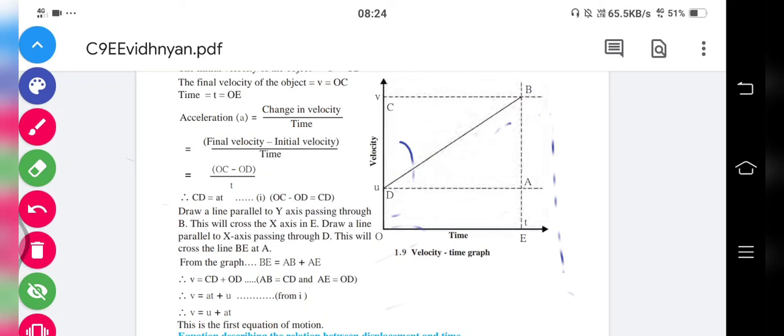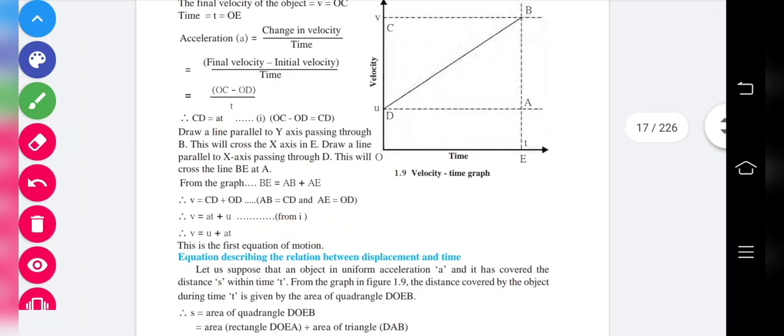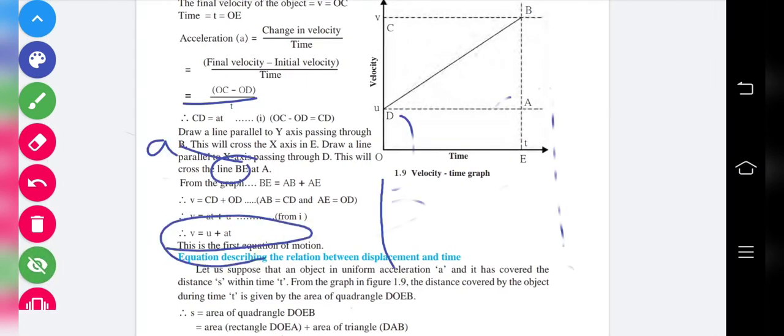CD equal to at is yours. So how does at come? This a comes to this side, so that will become at, means acceleration into time. So you got at, this one. Okay, so here CD equal to at, v equal to at plus u. After rearranging this equation, you can get the final equation v equal to u plus at, is it? So this will be the final equation for the first law.